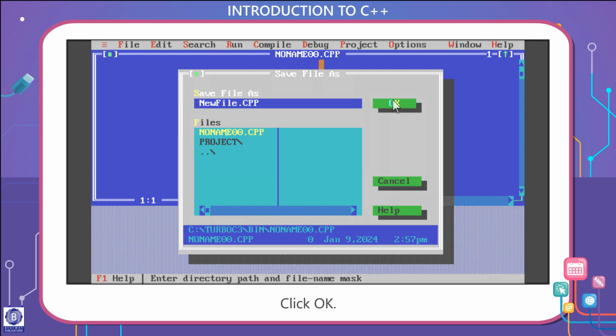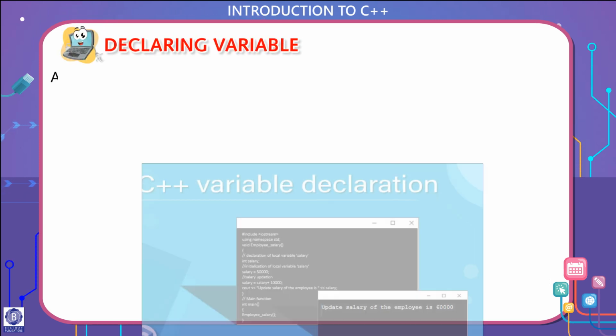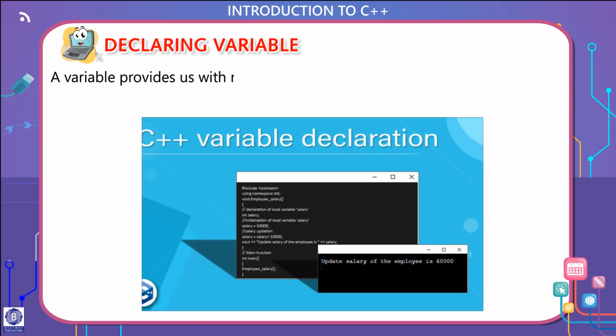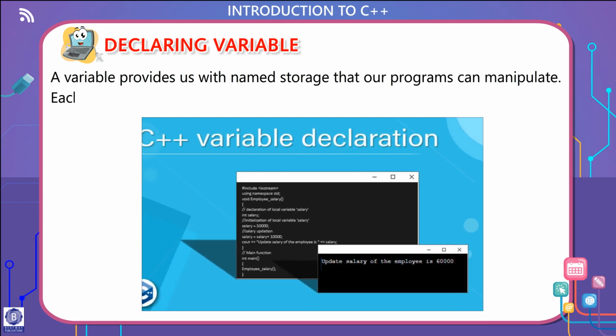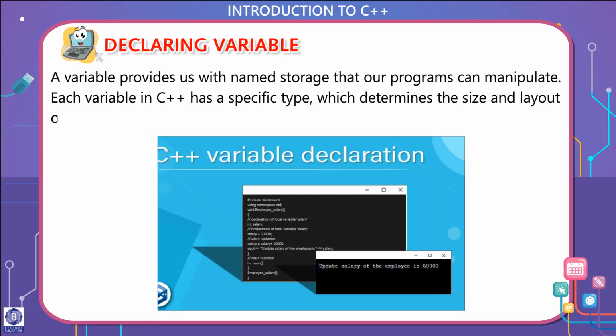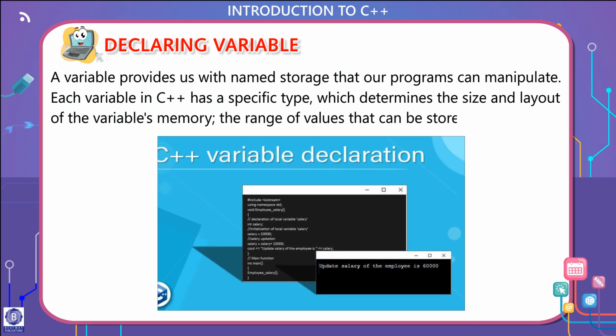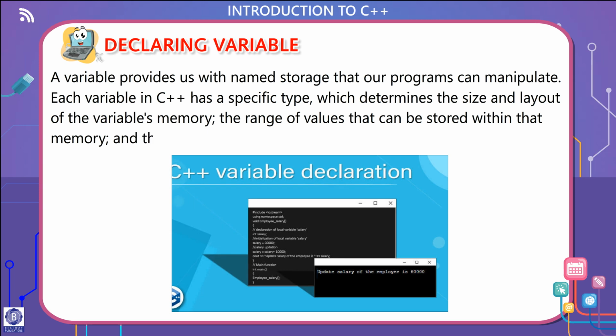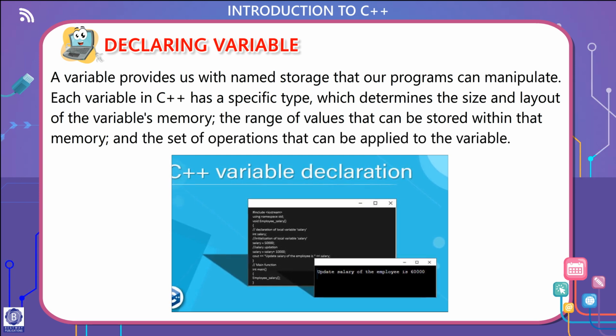Click OK. Declaring variables. A variable provides us with named storage that our programs can manipulate. Each variable in C++ has a specific type, which determines the size and layout of the variable's memory, the range of values that can be stored within that memory, and the set of operations that can be applied to the variable.